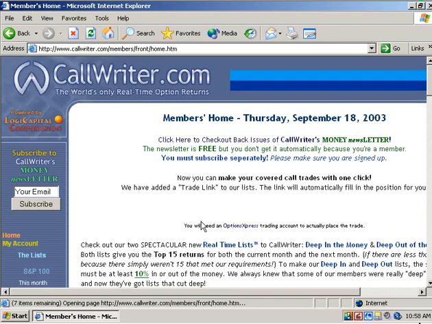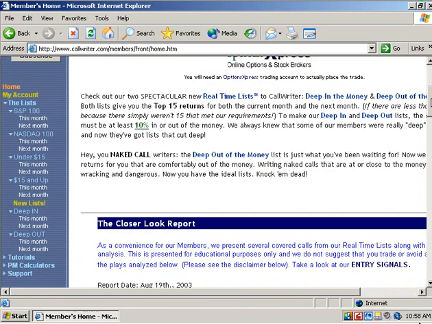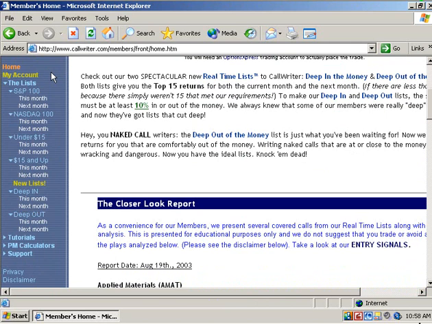Okay, so we're into CallWriter, and the first thing we're going to do is scroll down to where it says the list. The list we want to choose is 15 and up and this month. So we're choosing stocks that are priced at $15 per share and above, and we're choosing this month, which means September, the options that will expire the third Friday in September.